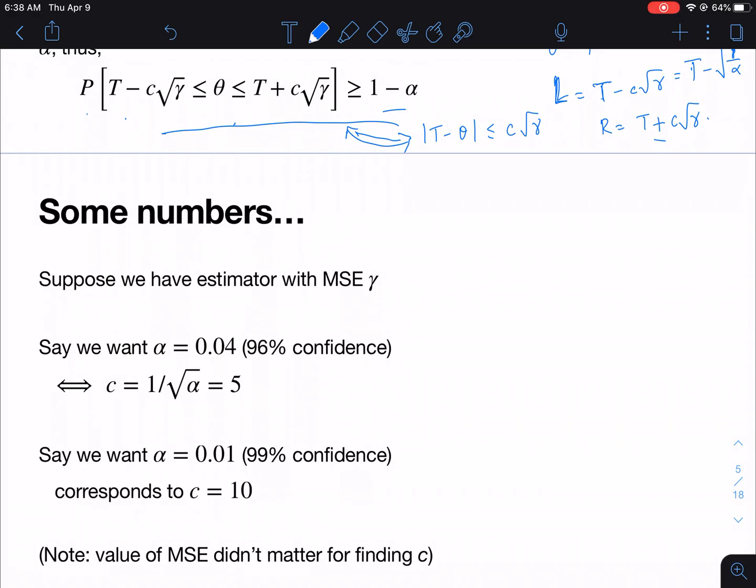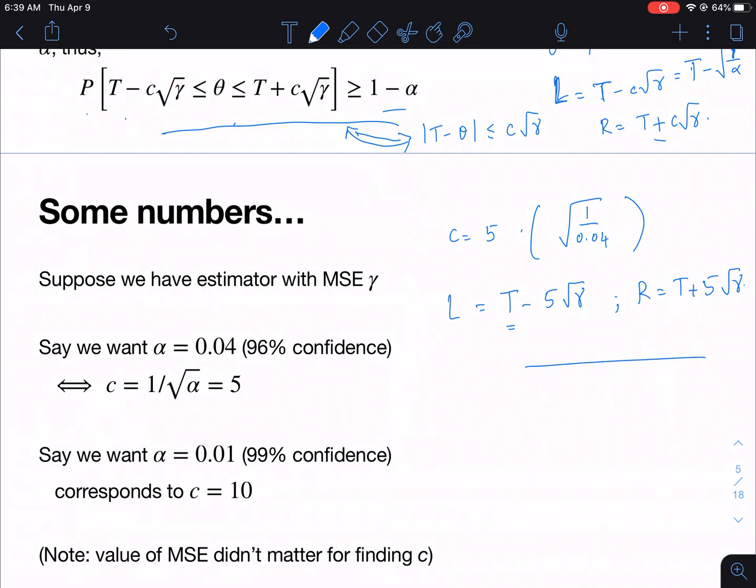Let's plug in two different values, because these are values that we've already seen. If I set alpha equals 0.04, then C will be equal to 5, because root of 1 by 0.04 happens to be 5. In this case, the confidence interval becomes L equals T minus 5 root gamma and R equals T plus 5 root gamma. So I have some value for gamma and this estimator T, which is some function of x1 through xn.